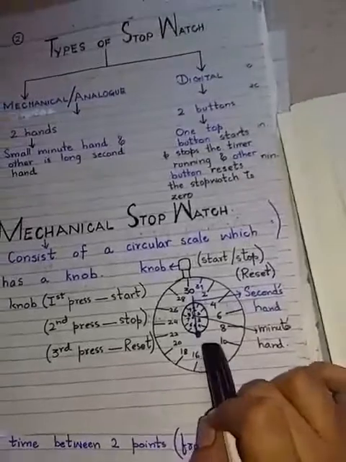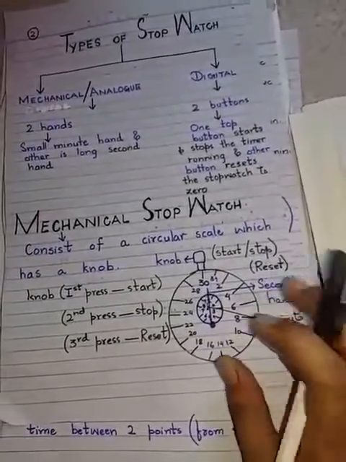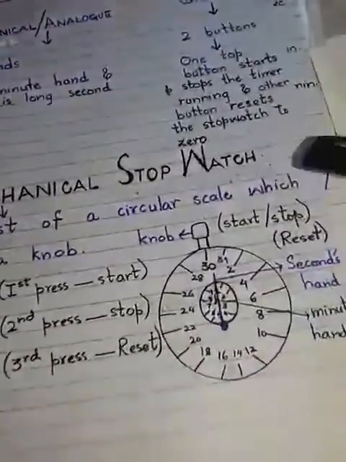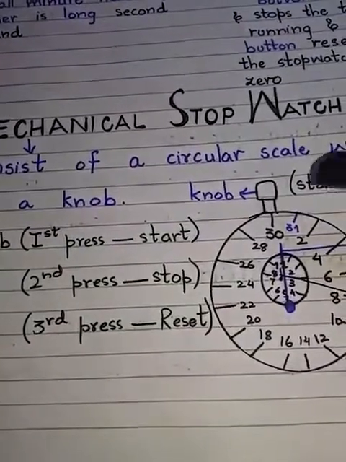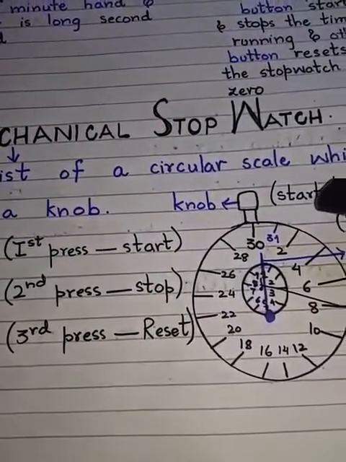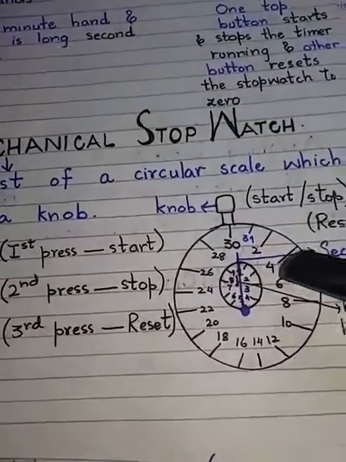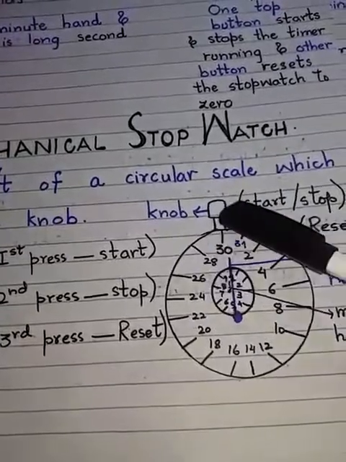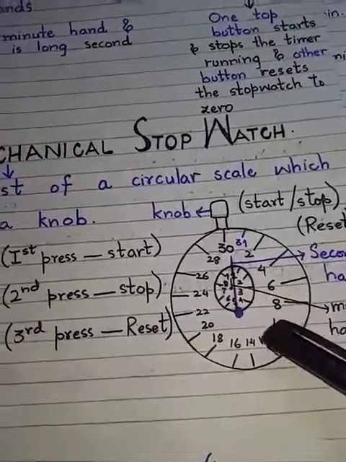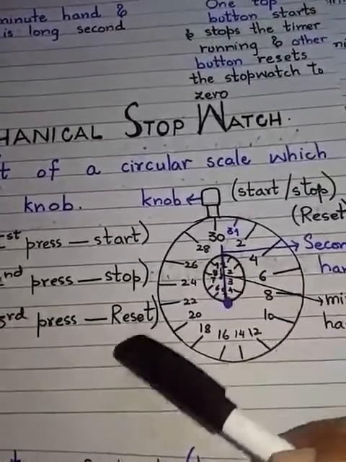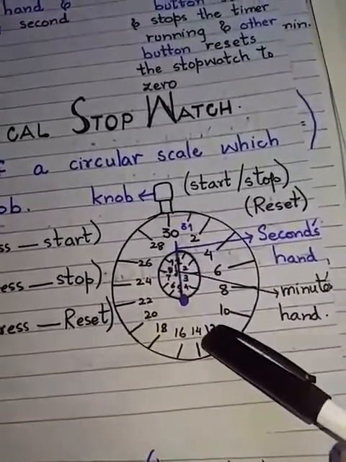When we measure the time period for any object, first we press this knob. The first press of the knob is used to start the timer running. Then when we press the knob again, the timer stops. And when we press it a third time, the stopwatch resets.